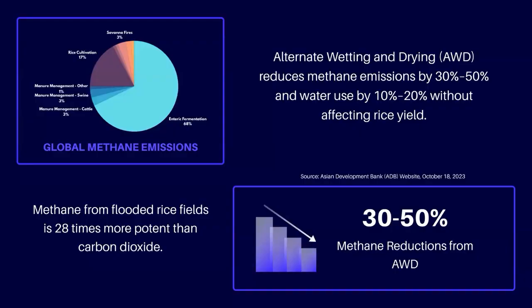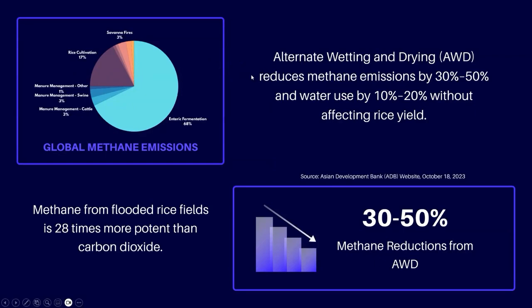So here we have a pie chart showing the global methane emissions. As you can see, most of them, about 68%, are coming from enteric fermentation. Then we have a few coming from manure management, whether it's cattle, swine, or other. And then we have 17% coming from rice cultivation. So again, this is why it's really important to have these methodologies or projects that are looking into how we could reduce emissions in the rice field.